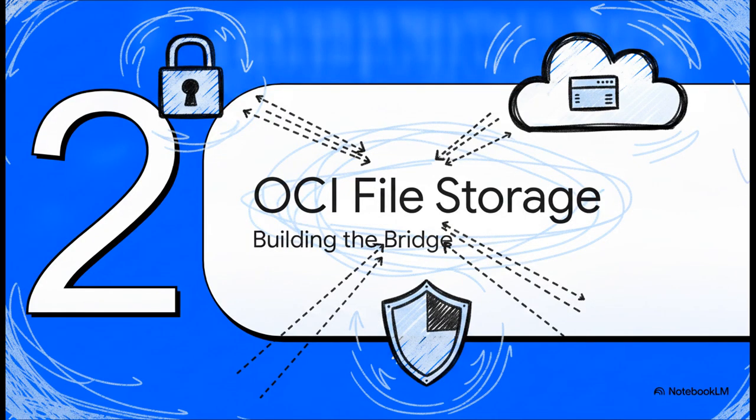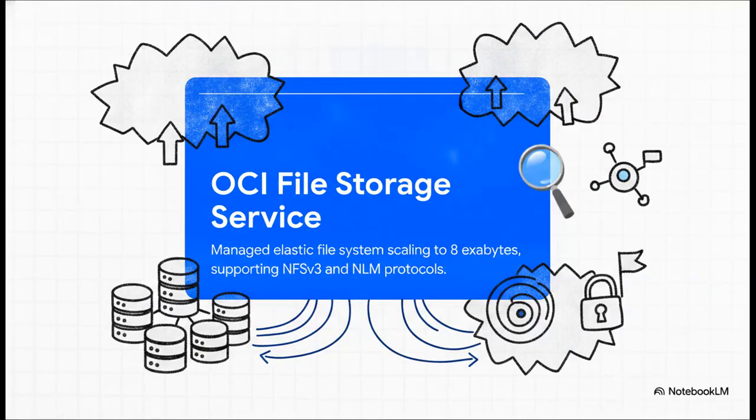Which brings us to part 2, introducing OCI file storage and building the bridge between them. To bridge that gap, we need a shared workspace. And that's where the OCI File Storage Service, or FSS, steps in as the hero of our architecture. Now, this isn't just some basic virtual drive. We're talking about a highly scalable, fully managed elastic file system that scales up to, get this, 8 exabytes. Plus, it supports NFS v3 and the Network Lock Manager protocol. Those robust locking mechanisms mean it's the perfect, highly reliable central hub for multiple concurrent connections.